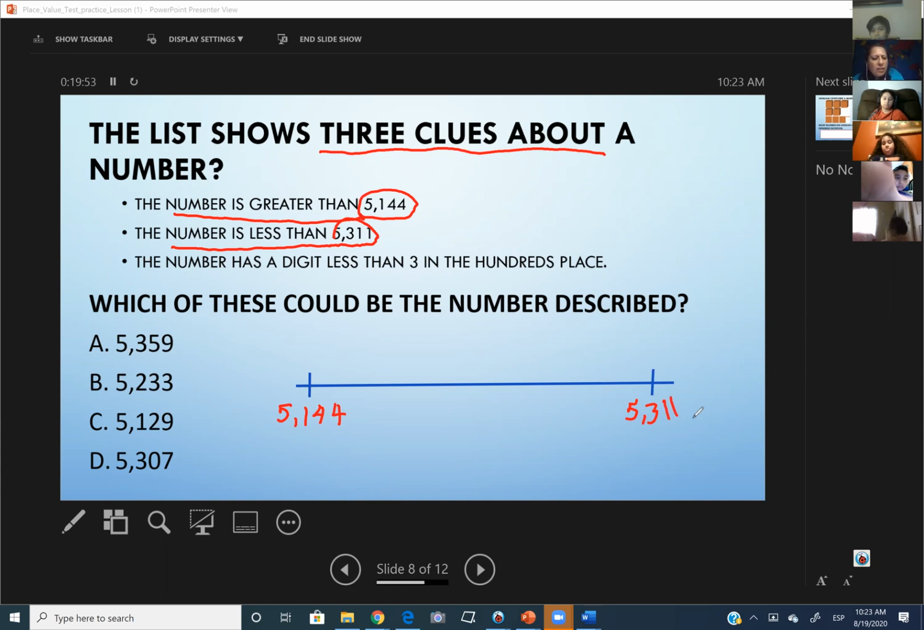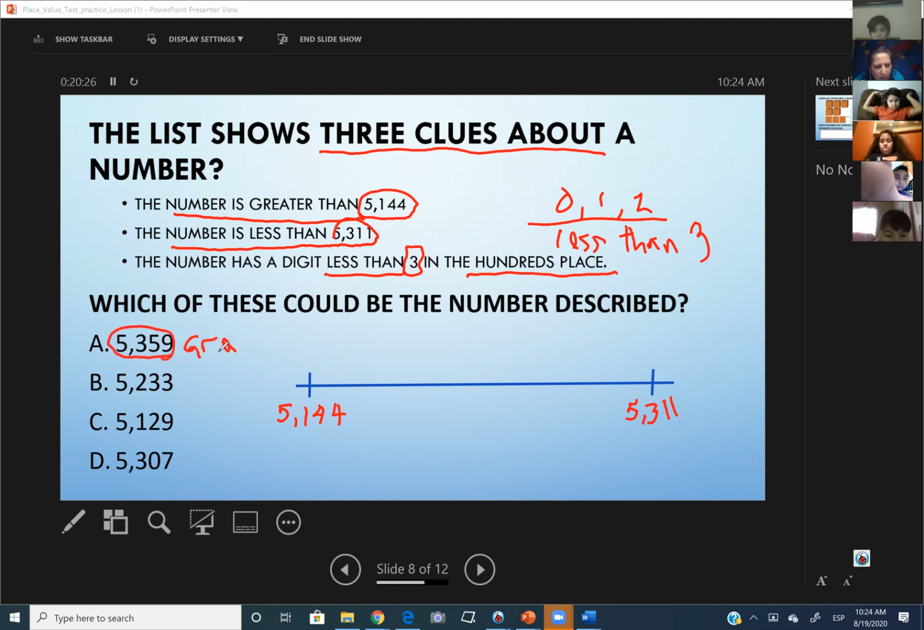5,311. Now here says too that the number has a digit less than 3 in the hundreds place. So numbers less than 3 are 0, 1, and 2. These are the numbers that are less than 3. So let me find my number. So 5,359 is greater than 5,311, so it cannot be my answer.